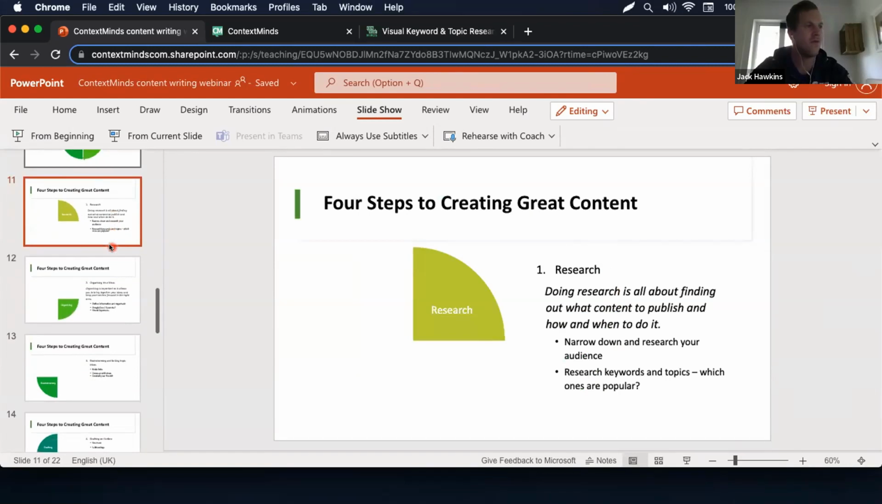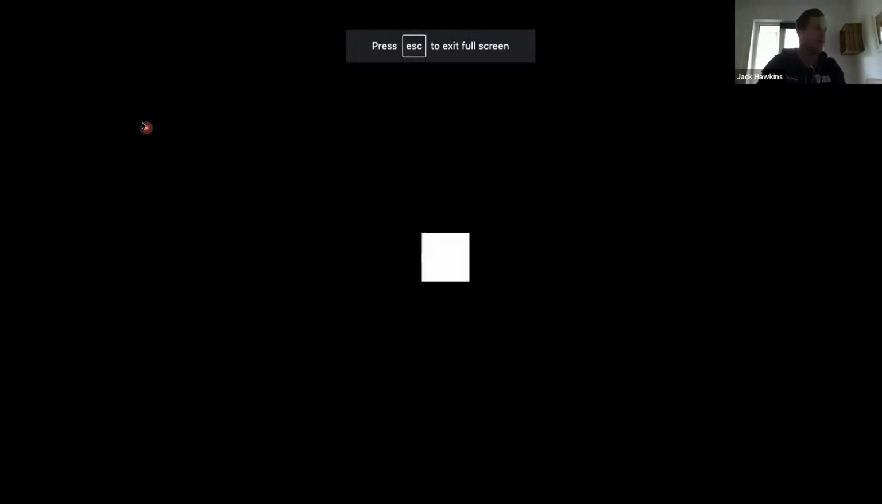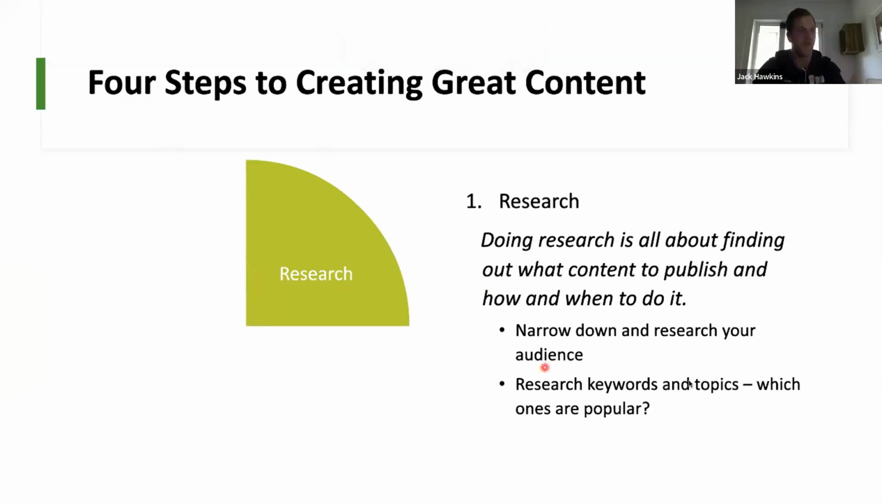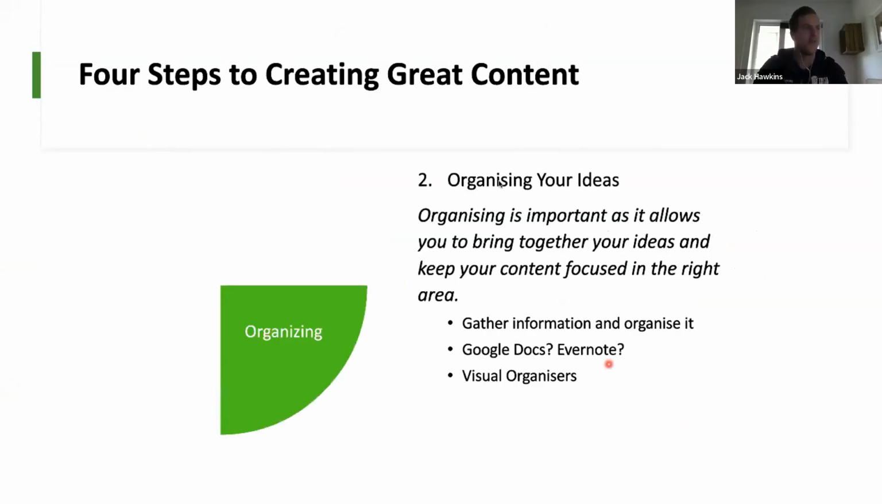So research, that's finding out what content to publish, how and when to do it. So that's narrowing down and researching your audience. So you'll be researching keywords and topics, for example. I'm just going to make this bigger. There we go. Researching different keywords and topics, which ones are popular. You'll be organizing your ideas. So that's your second step. You want to take all the research, organize it, and bring together your ideas and keep your content focused in the right area.